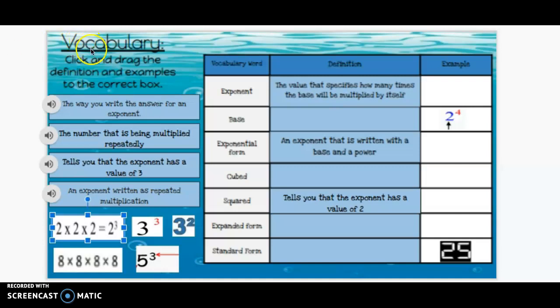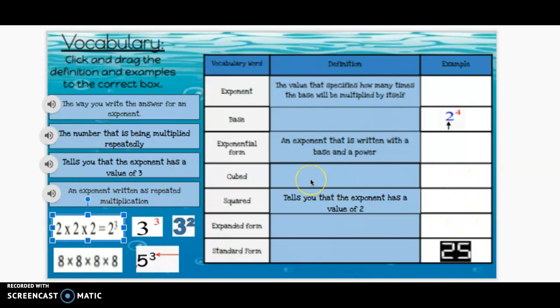So our goal for vocabulary today is to click and drag the definition and examples to the correct box. Over here you have a box with the words that we're going to be focusing on for the week. The column that's blue, I color coordinated for the definitions. Anything you're dragging that has a blue background is going to go in that blue column, and anything that has a white background is going to go in the example column.